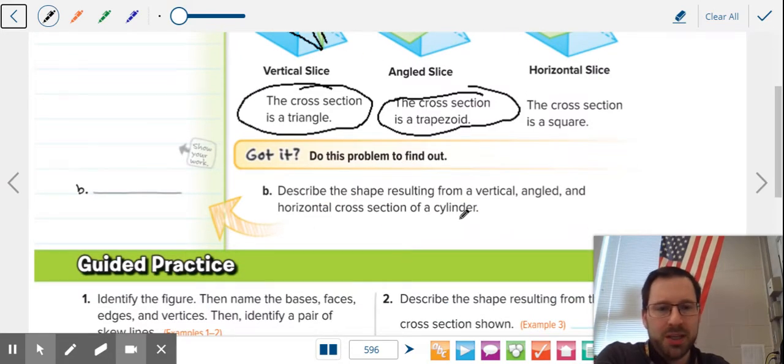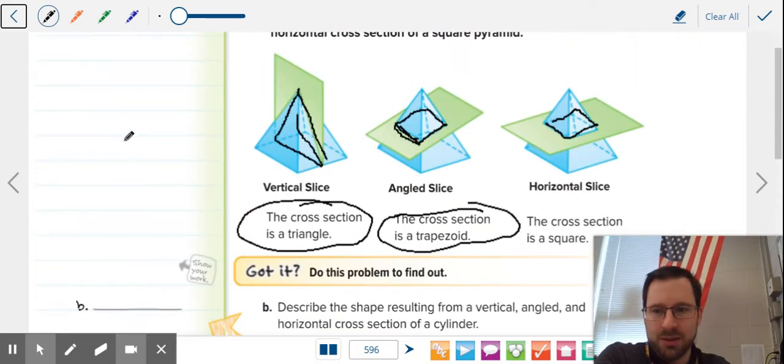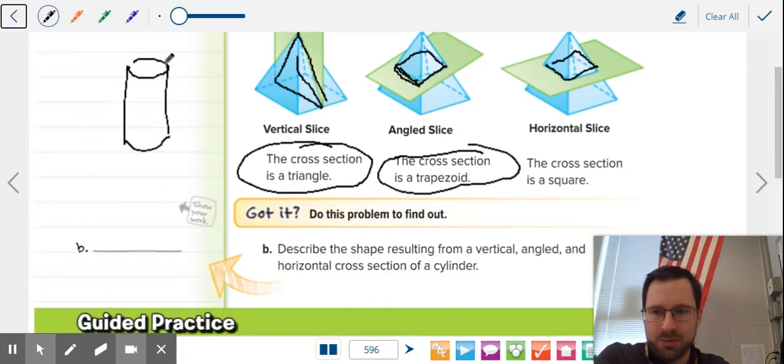So now, what do I get? Vertical, angled, and horizontal of a cylinder. Okay, so if we draw a cylinder, it looks like that. If I go vertical, any way I draw this, it's going to cut across here, down, and cut across there. So that's a rectangle. So vertical is a rectangle.